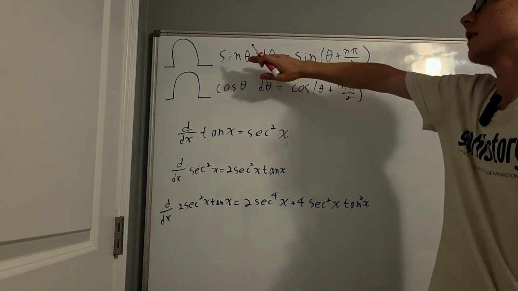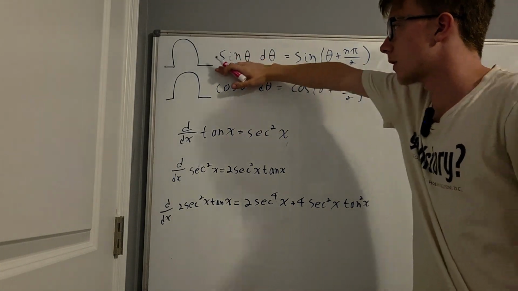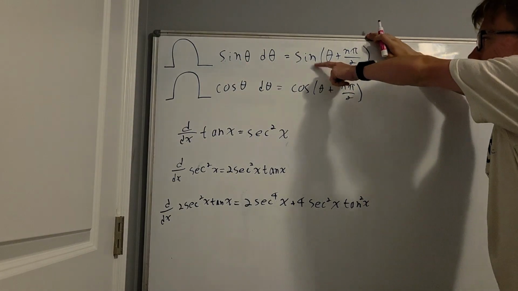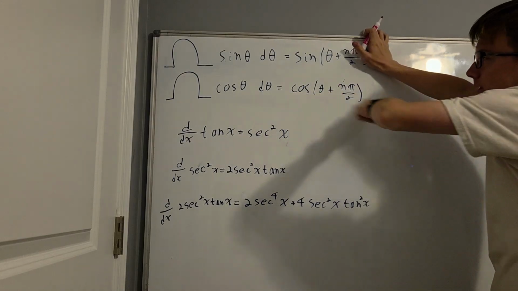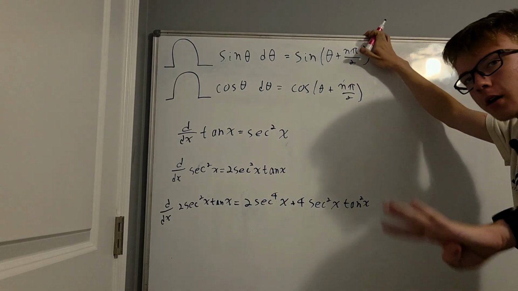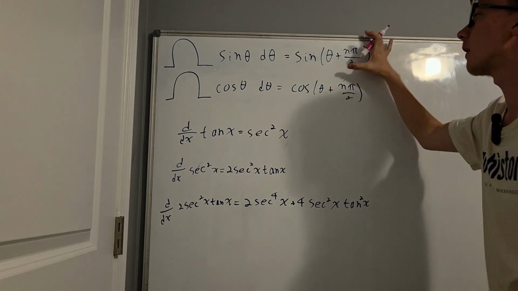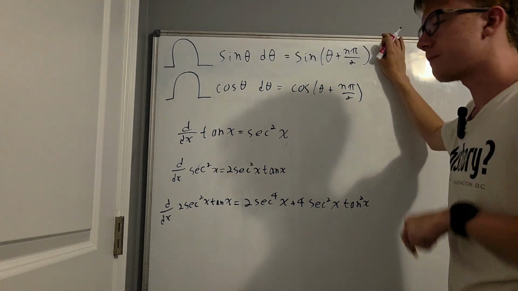So if you were to plug these in, the nth derivative of sine theta with respect to theta is equal to sine of theta plus n pi over 2. Same thing happens with cosine theta. The calculation is slightly different, but the method's the exact same.